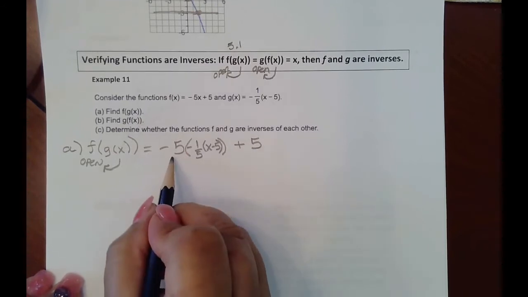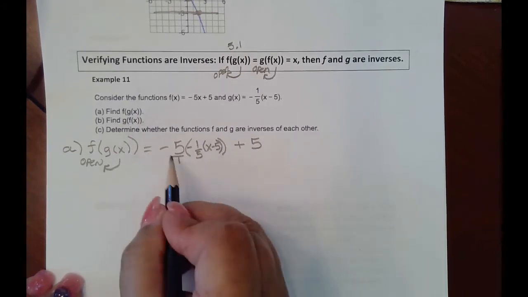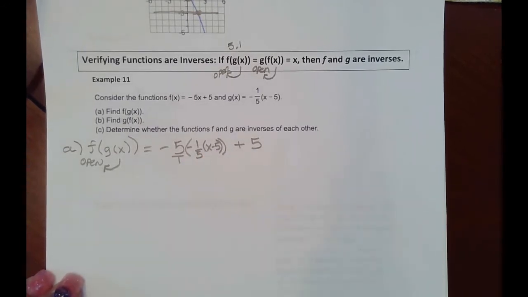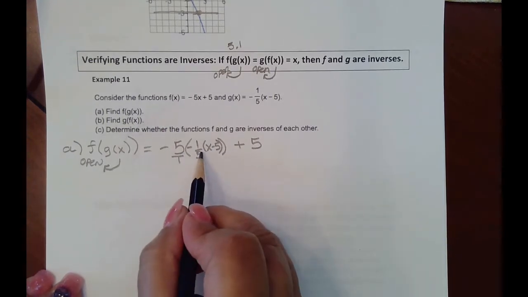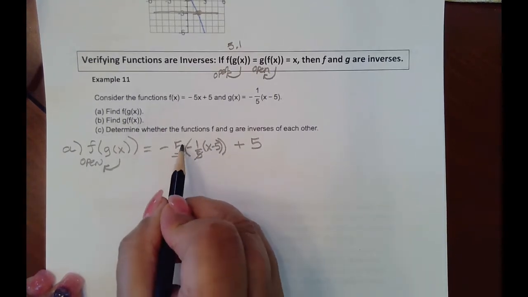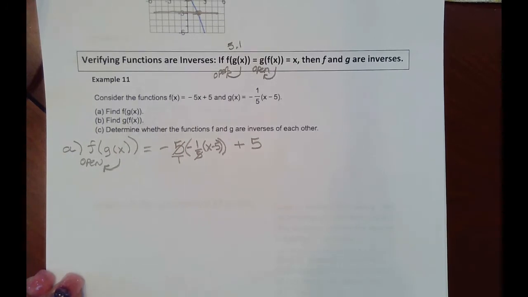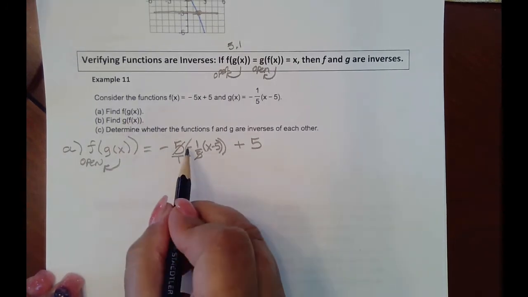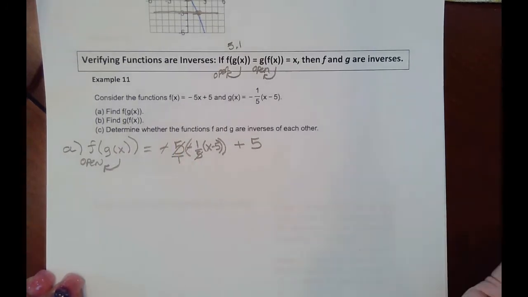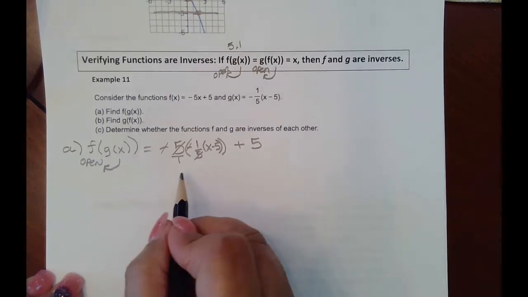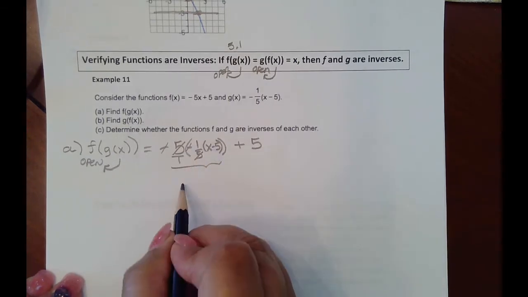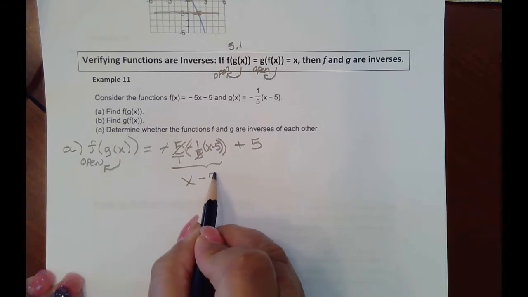Okay, notice that 5 is the same. I'm going to simplify this first because this is where all the messiness is. 5 is the same as 5 over 1. This 5 in the denominator cancels with this 5 in the numerator. And then negative times negative is just positive, so that's not there anymore. And all you have left in here is 1 times x minus 5, or just x minus 5.